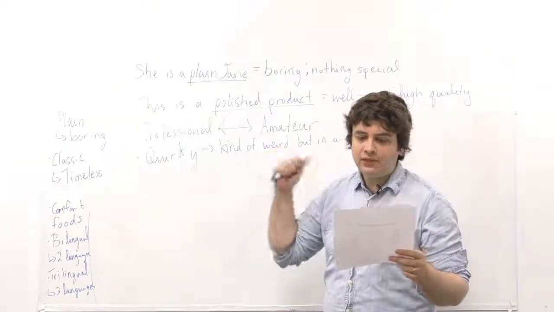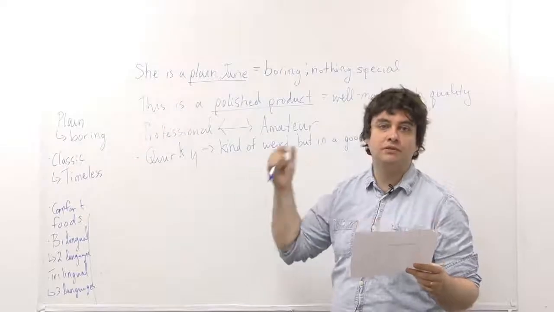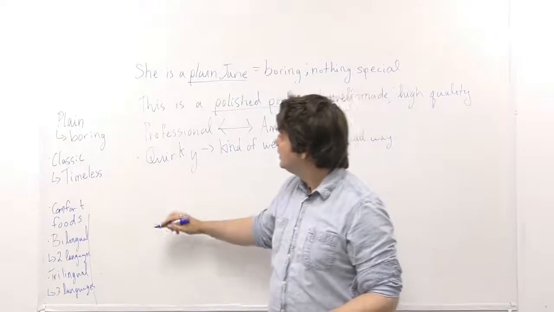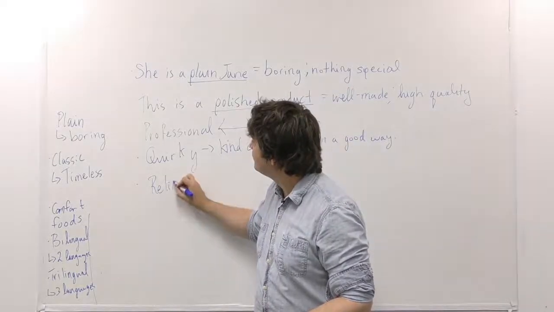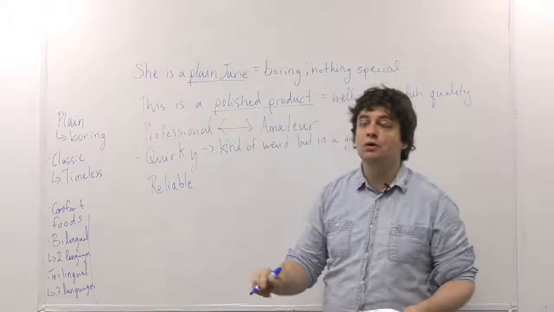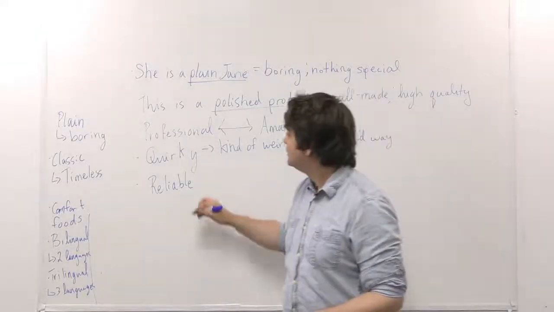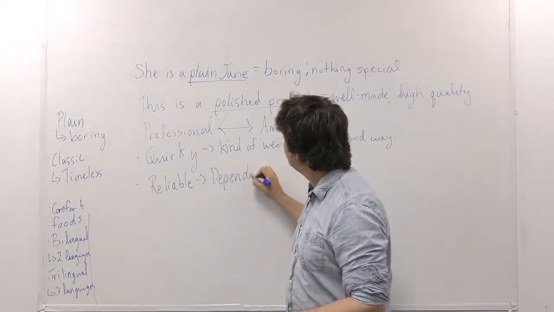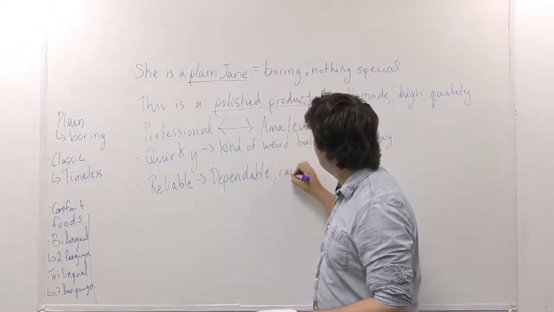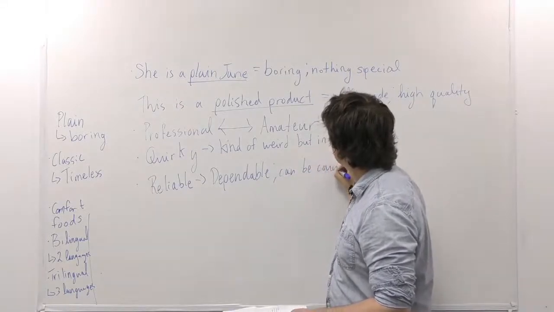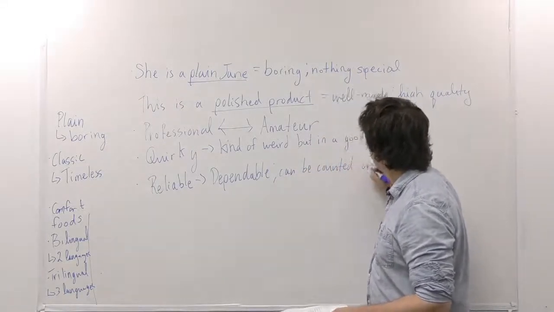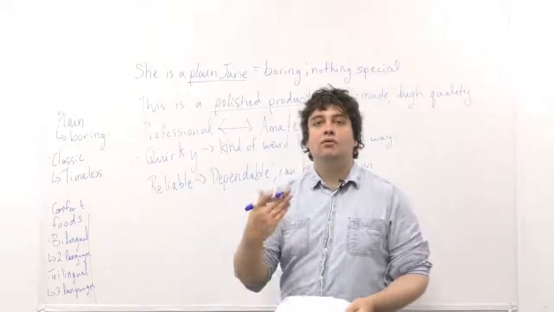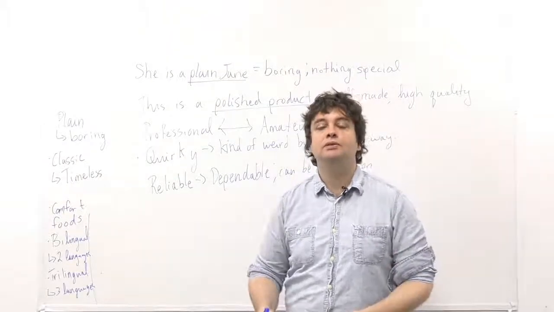Okay. You guys are okay with unique, so we're going to skip unique. If something is unique, it's special, it's rare, that's awesome. Reliable is a really awesome adjective, because if somebody says you are a reliable person or reliable worker, that's really good. Reliable means kind of dependable or can be counted on, right?